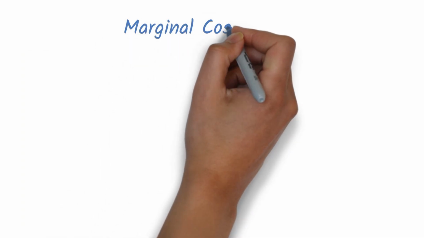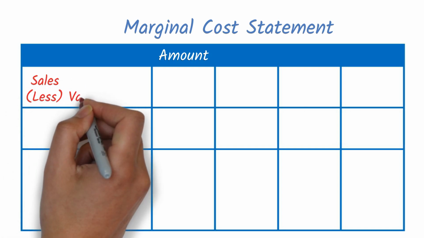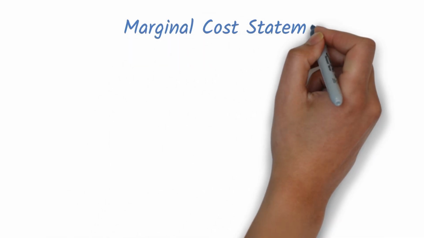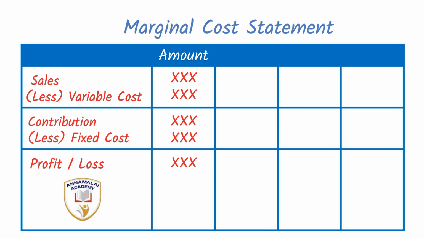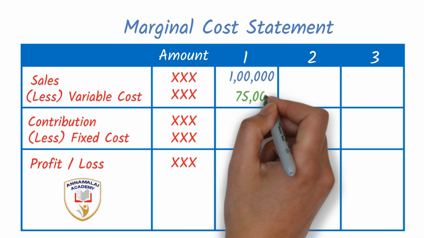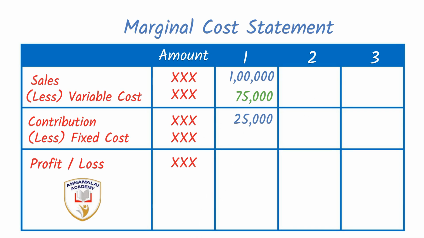Marginal cost statement. This is the most important aspect of marginal costing. It starts with sales. You deduct the variable cost, you arrive at contribution. You deduct the fixed cost, you arrive at profit or loss. Let us discuss three situations. Firstly, sales is 1 lakh. You deduct the variable cost of 75,000 and the contribution is 25,000. Deduct the fixed cost of 15,000. You gain a profit of 10,000 rupees.